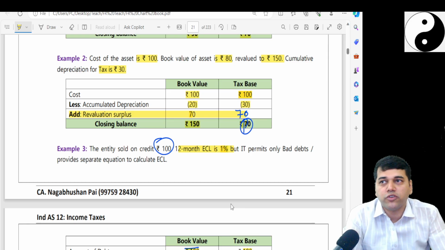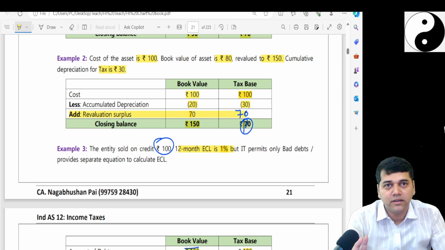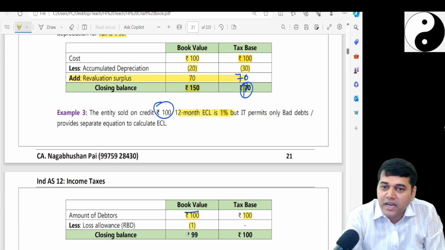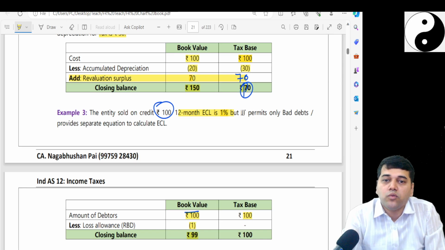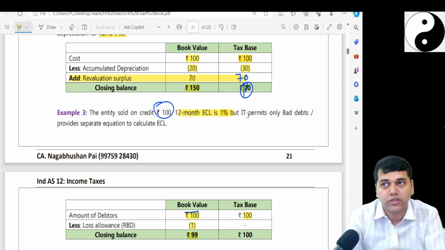That means in books of account, you passed any accounting entry? What accounting entry you passed? Provision for bad debt to debtors. So you deducted that debtor and your book value at the end of the year you showed 99. Now question comes, did the income tax department allow that bad debts provision? No.